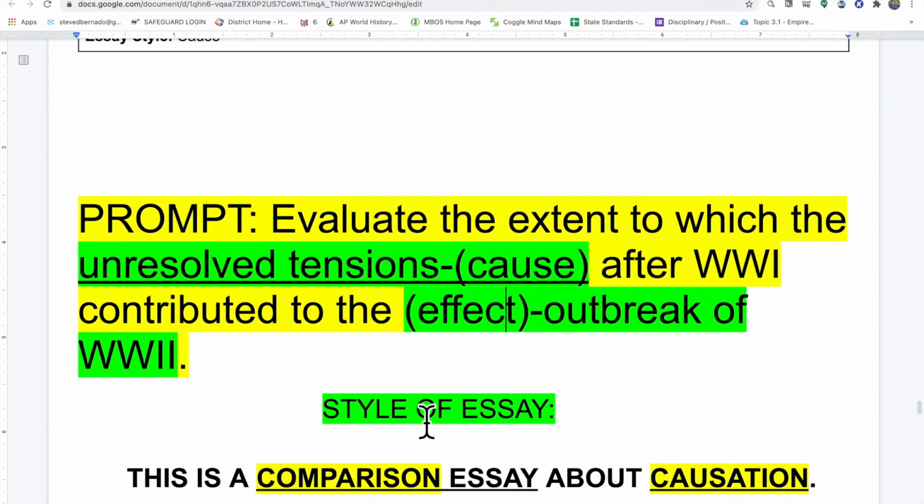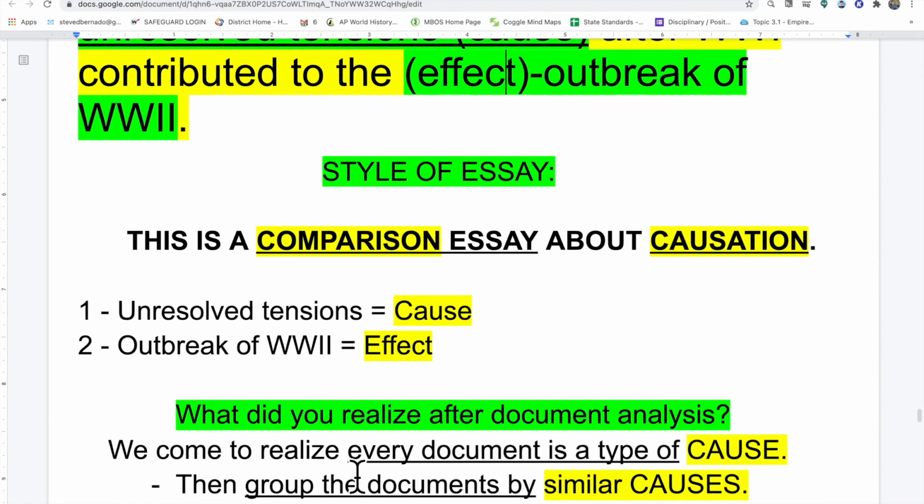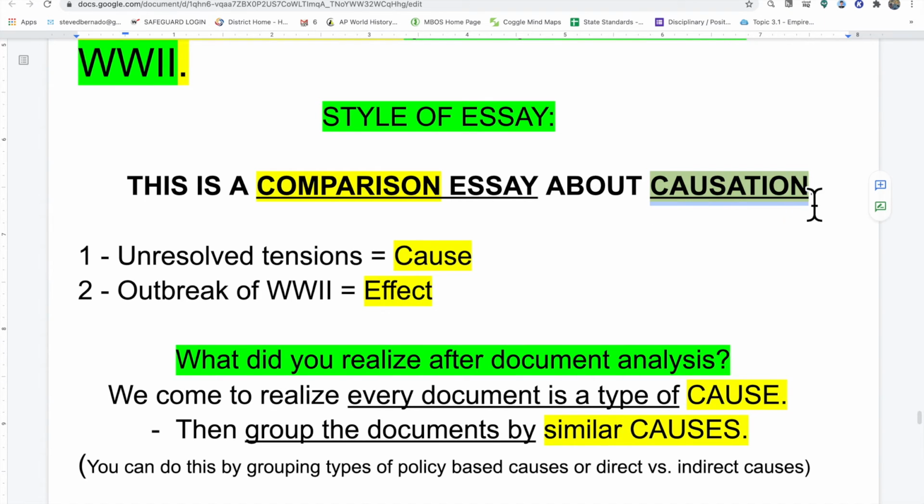So, style of essay, this is a comparison essay about causation. All different types of causes, we're going to compare them. The unresolved tensions are causes, the outbreak of war, the effects, but there are no effects here. It's a cause. It's a comparison essay that compares different causes. What do you realize about the document analysis? Well, we come to realize every document is a type of cause.